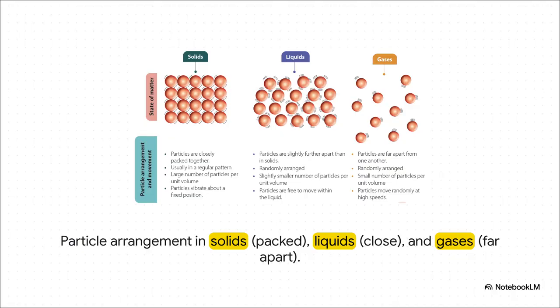Look at the solid. You see how the particles are packed in super tight in this neat, orderly pattern? They can't really go anywhere, so they just kind of vibrate in place. That's why solids hold their shape. Now, in the liquid, the particles are still pretty close, but they have enough room to slide past each other. That's what lets them flow. And then look at the gas. The particles are super far apart, buzzing with energy and just shooting around randomly at high speed. And that, my friends, is why a gas will always expand to fill its container.